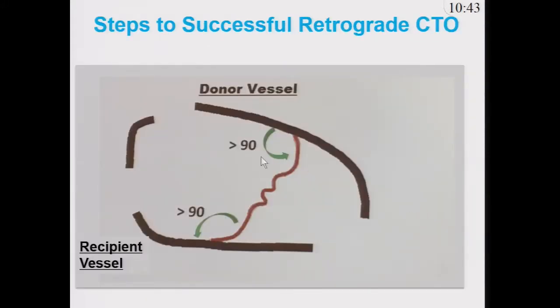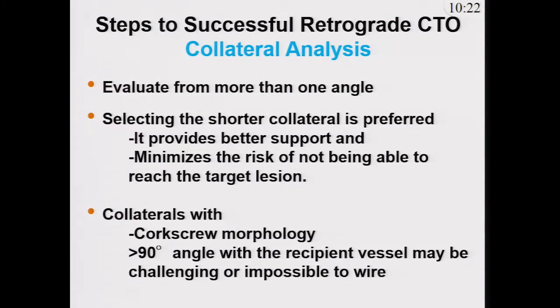The next step is to understand the angle at which these collaterals are coming off and the angle of the collaterals getting into the receiving vessel. That's very important, because this will tell you what type of wire you will need to use in order to go into the true distal recipient vessel. Another important issue is you need to evaluate the collaterals from at least 2 angles. We'll show you an example of that.